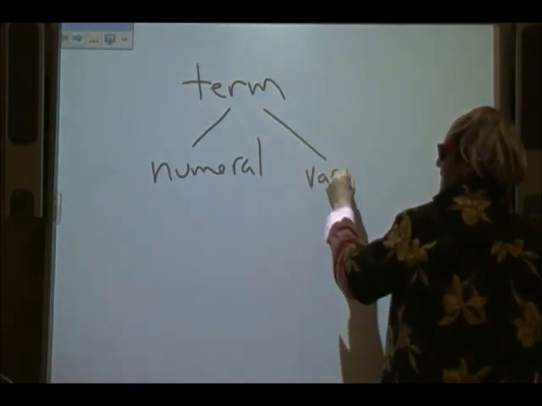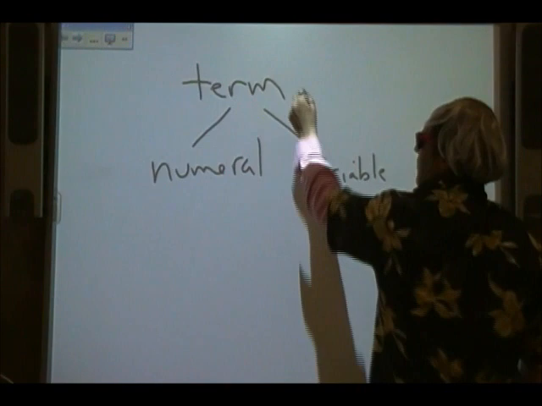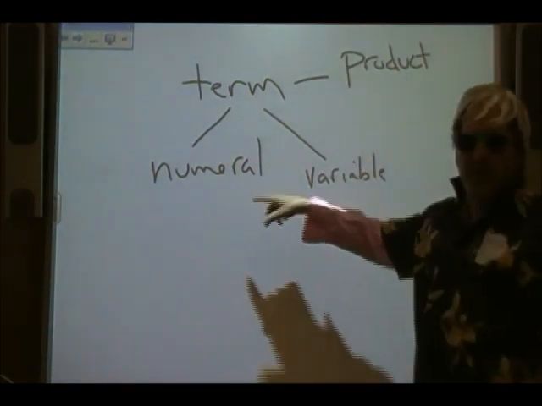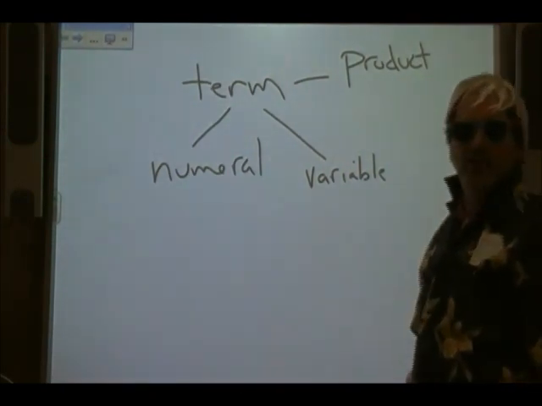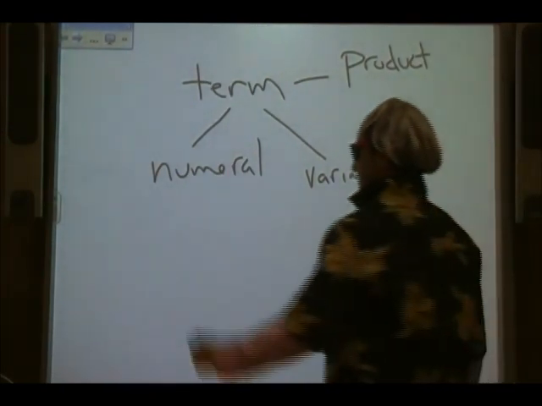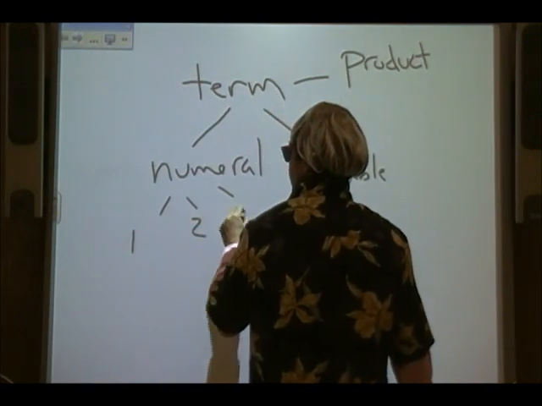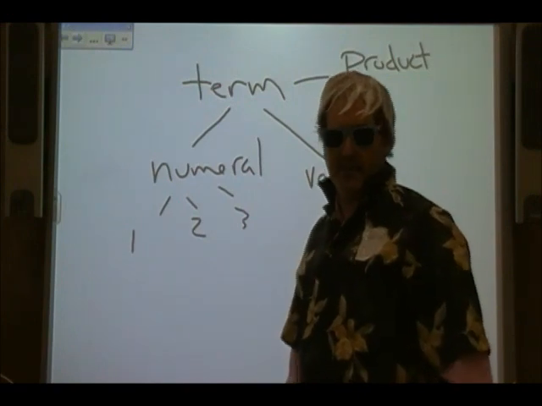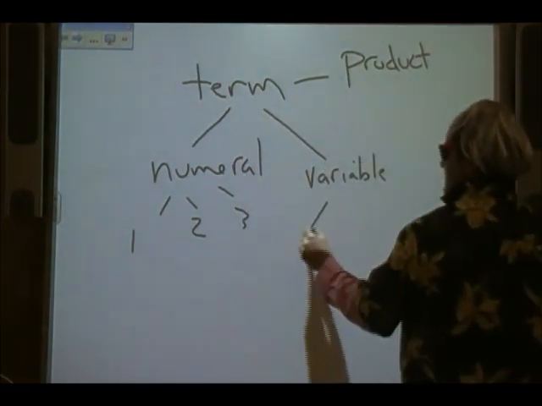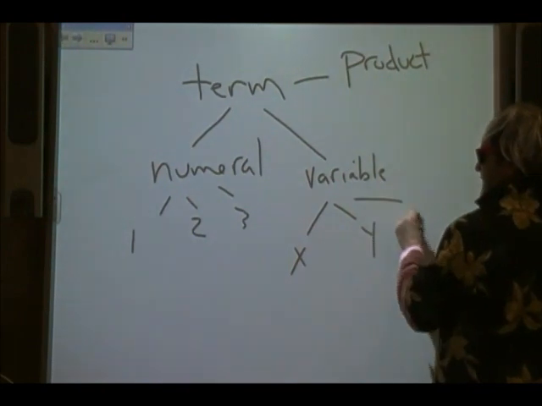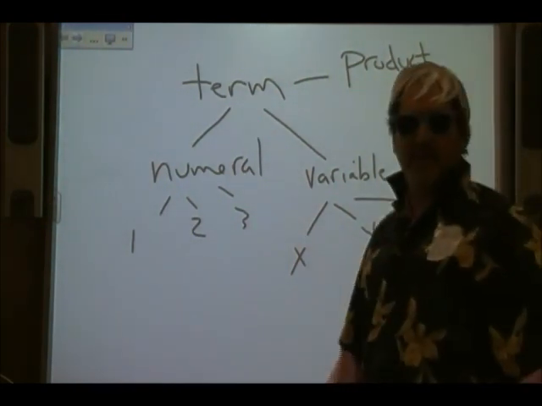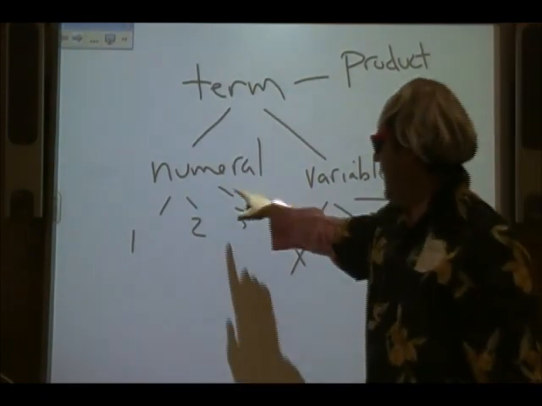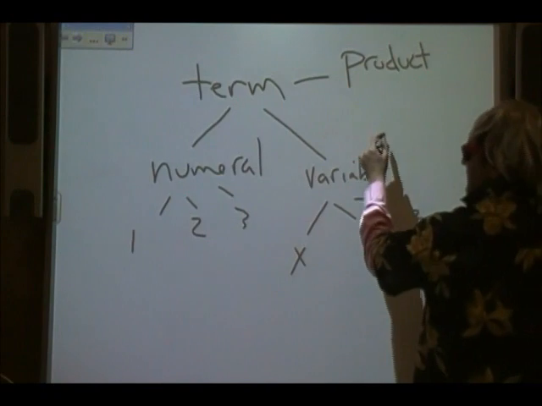It's either a numeral, a variable, or the product of both of these. So, a numeral is just a number. 1, 2, 3. These are all numerals. They're used to represent the number. Okay? The variables are just letters. X, Y, Z. Any of the letters you can think are the variables. And the product means times. So what you have is the times of these two.